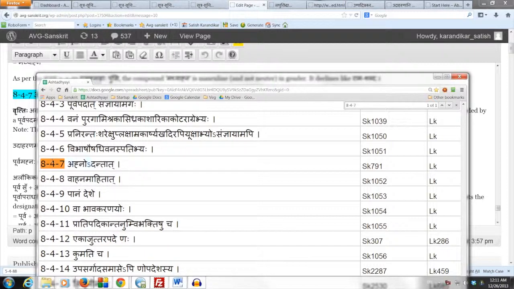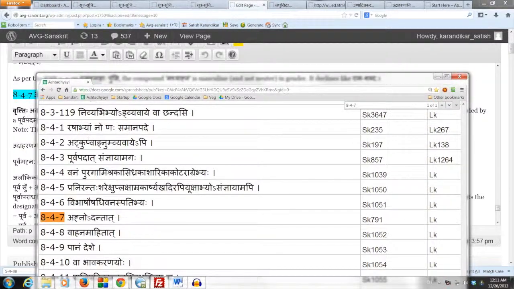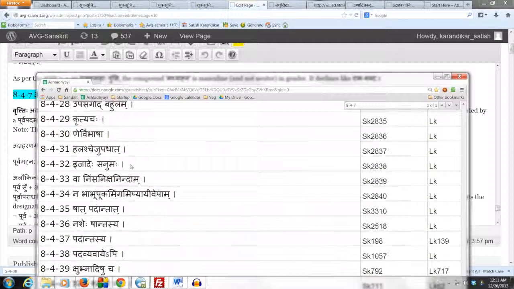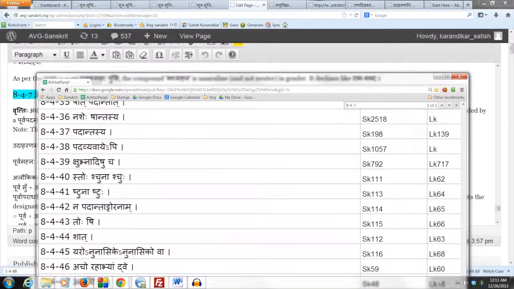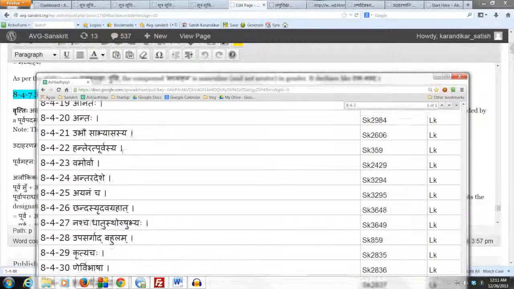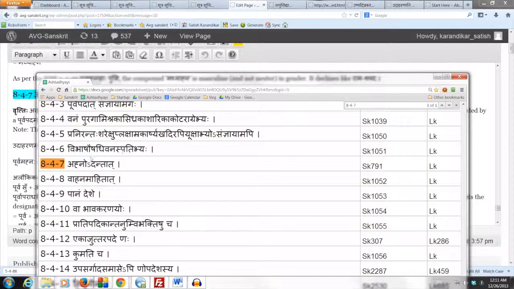Looking at this number, we can immediately tell that this is a sutram which prescribes natvam, the letter na as a substitute. That section runs from 8.4.1 rashabhyan nonas samanapade, which we have studied. The anuvritti of rashabhyan nonaha goes all the way down to 8.4.39. Right now we're looking at 8.4.7. So we know that this is a sutram which prescribes a substitution na in place of na.